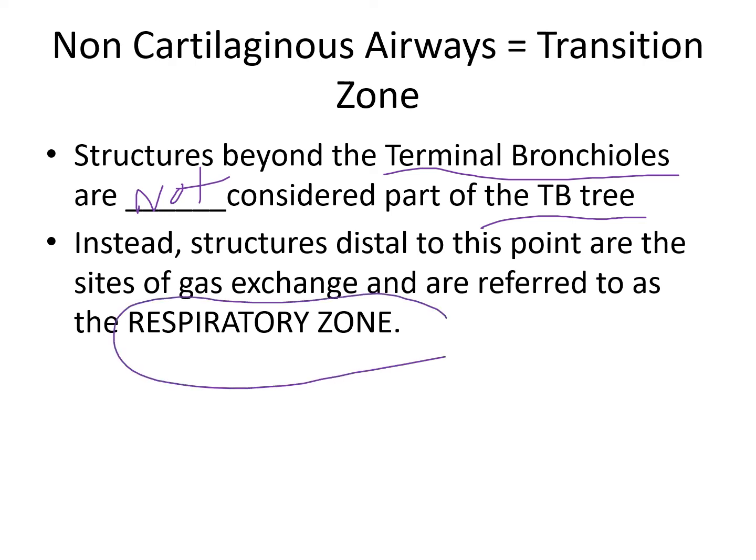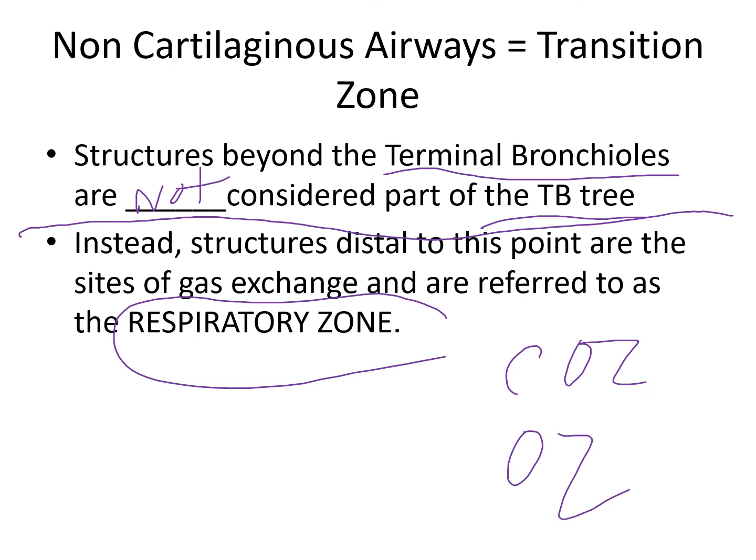This is where gas exchange happens. The reason they want to separate these two is that the function is different. Remember, the whole function of the tracheobronchial tree is filtering, protecting, and moving gas, and the whole function of the respiratory zone is the exchange of CO2 and O2. So we have a different function, and that's why we end it at the terminal bronchiole. Past the terminal bronchiole, it's something completely different because our function is completely different.